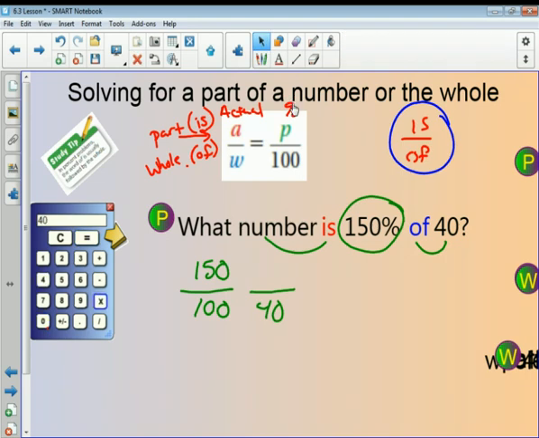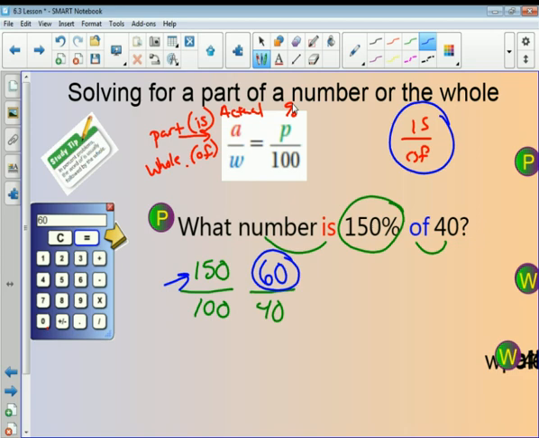40 times 150, whoops, this calculator's set up backwards. So 40 times 150, and then I'm gonna divide that by 100, which should give me 60. So I just found out that my answer is 60. Can we have a bigger number on top? Yeah, we have a percent greater than 100 there. So yes, if you ended up with 60, you were correct because it would be a bigger number, because 150% is more than 100%. So you got better than the whole.